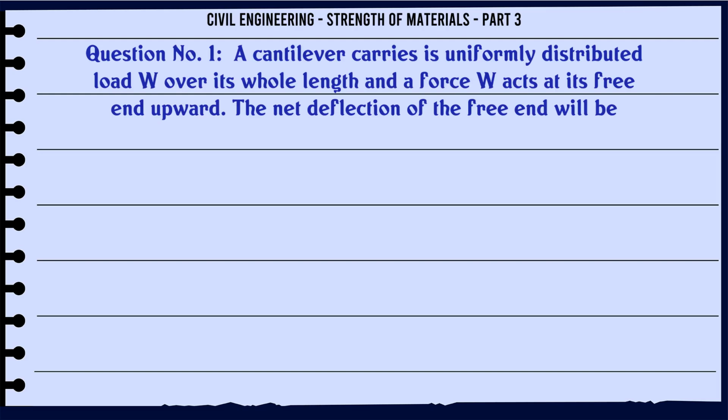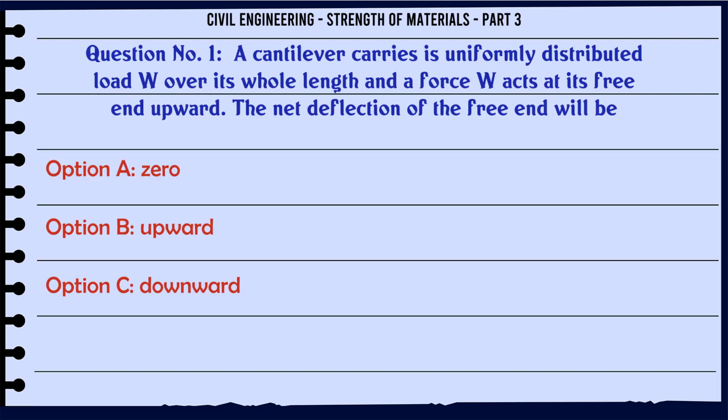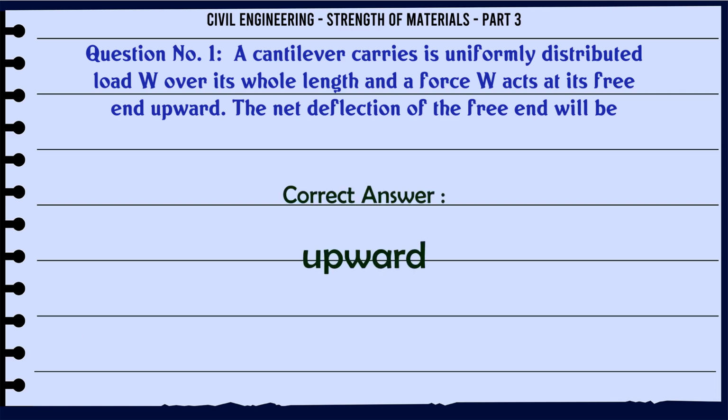A cantilever carries its uniformly distributed load W over its whole length and a force W acts at its free end upward. The net deflection of the free end will be A) 0, B) upward, C) downward, D) none of these. The correct answer is upward.